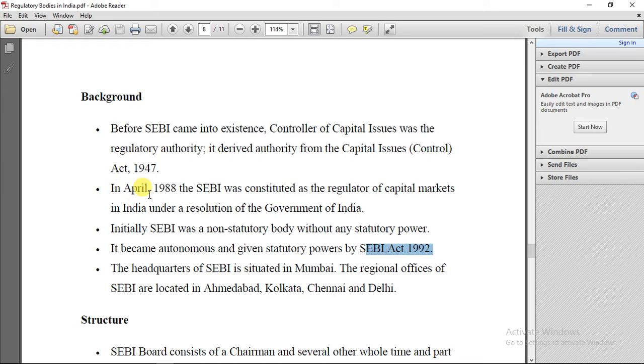So SEBI was constituted in the year 1988, but it was given statutory power and became autonomous in the year 1992. The headquarters of SEBI is situated in Mumbai. The regional offices of SEBI are located in Ahmedabad, Kolkata, Chennai and Delhi.